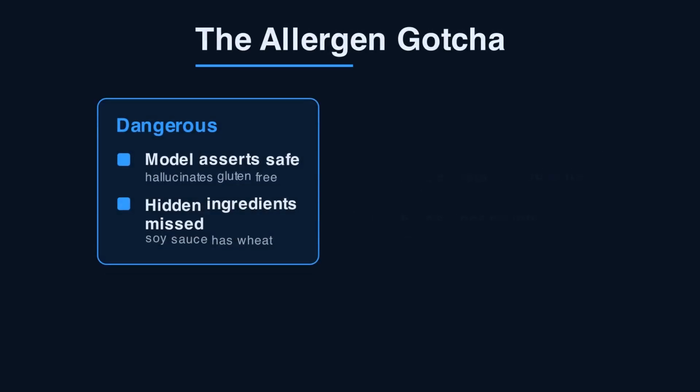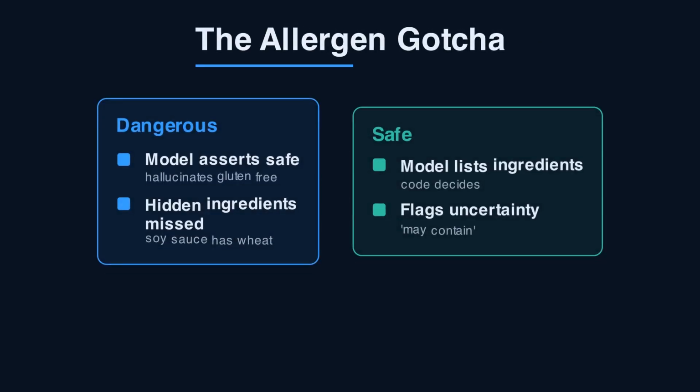Here's the gotcha. Never let the model assert this dish is gluten-free. It will confidently invent that. A hidden soy sauce contains wheat. The model misses it and someone reacts. Instead, extract ingredients only. Then match against a known allergen table in code. Have the model flag uncertainty, not certainty.